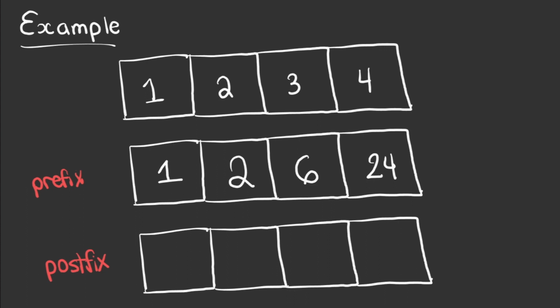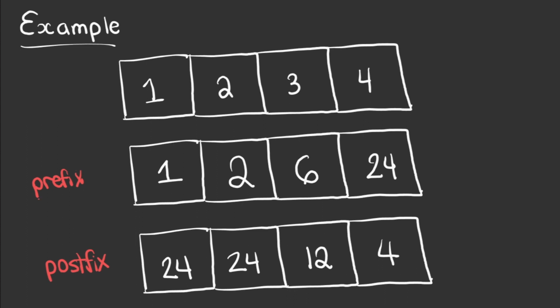And the postfix is very similar, we just go in the opposite direction. Since there's nothing to the right, 4 is the last element in the postfix array. Then we go backwards and we multiply the third element with the postfix. So 3 times 4 is 12. Then we have 2, and 2 times 12 is 24. And times 1, we have 24 again.